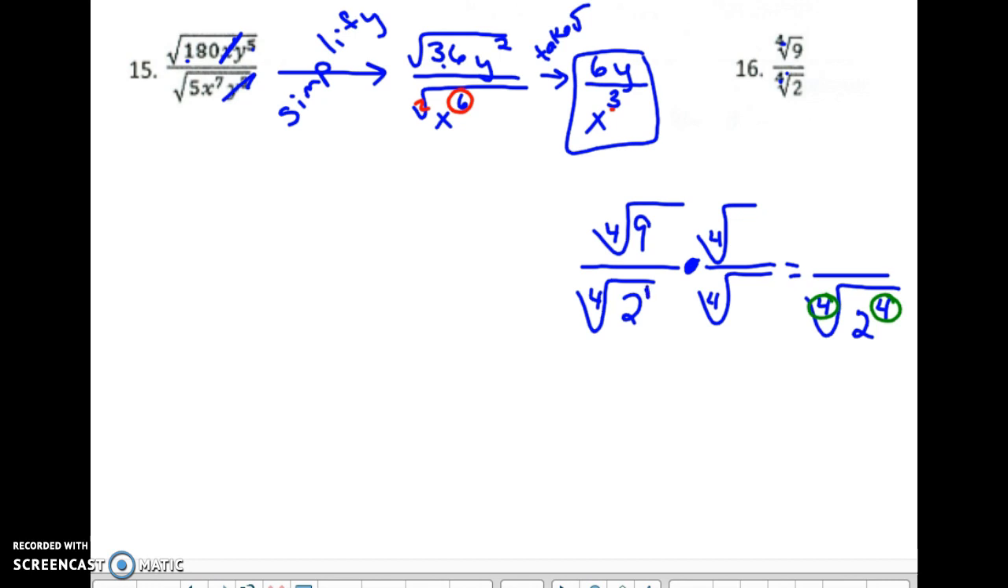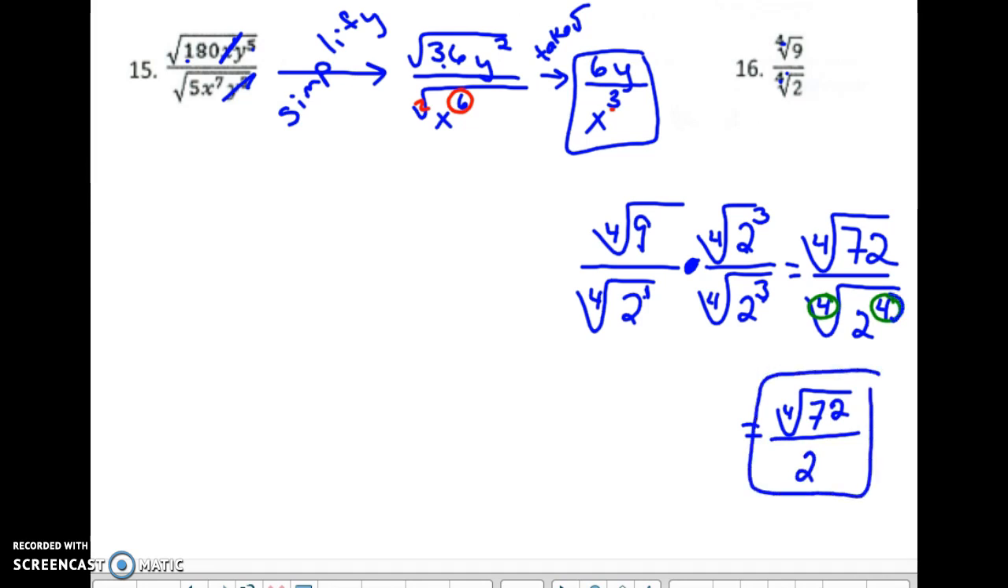Well, this is 2 to the 1, so we've got 1, 2. But to end up with 4 of them, we'll need 3 more, because 1 plus 3 is 4. Then whatever we do to the denominator, we do to the numerator. So up top, we have the 4th root, and we have to multiply 9 times 2 cubed. 2 cubed is 8, so 8 times 9 is 72. And then if we simplify the bottom, we end up with the 4th root of 72 all over regular 2, because the power and the index are the same, so they cancel out.